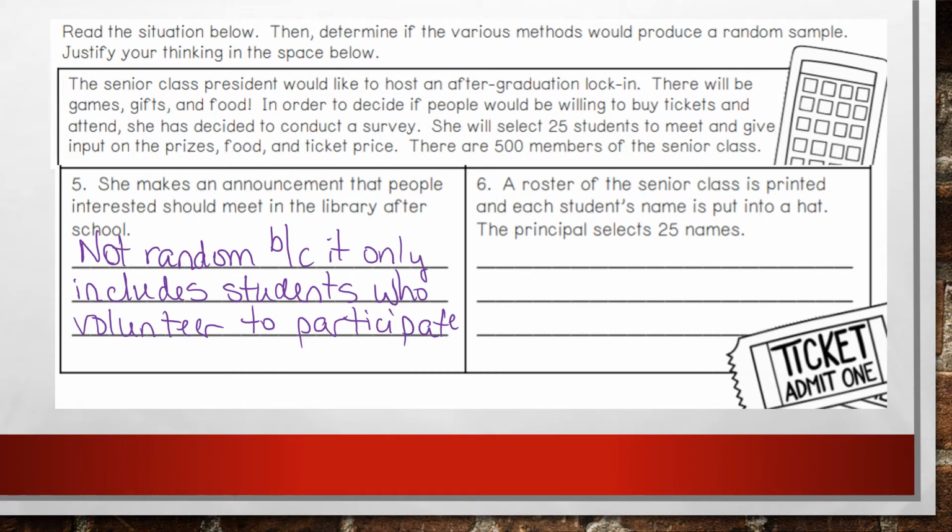And then the last option, a roster of the senior class is printed and each student's name is put into a hat and the principal selects 25. This is a random sampling.